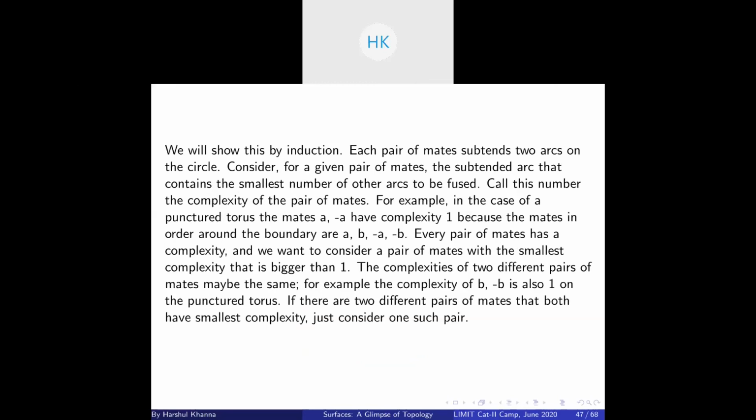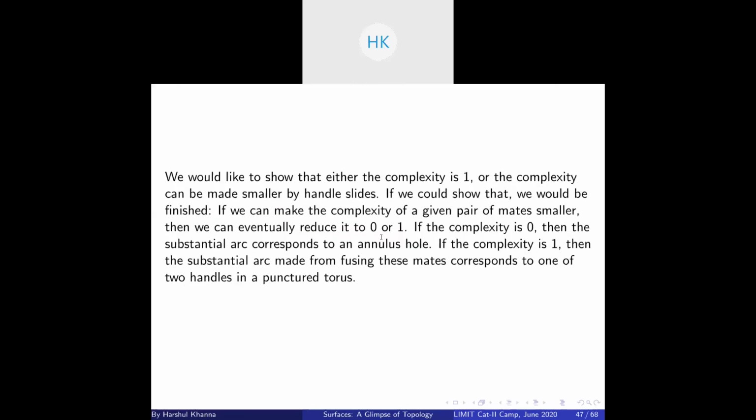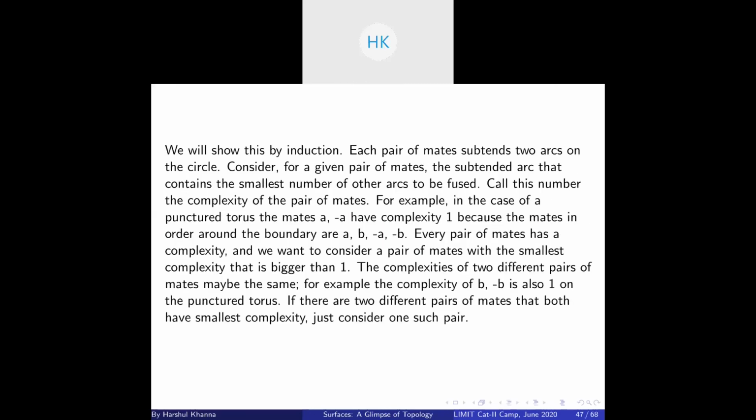So as you can see, take any a and minus a. It has various arcs within it, various number of letters within it. Suppose we consider the mates a and minus a. What we call complexity is the number of arcs between these two mates. Suppose we have a b minus a minus b. So the complexity of A is essentially 1, and same as the complexity of B, which is 1. So we want to show that we can always reduce the complexity to 1 or 0, right?